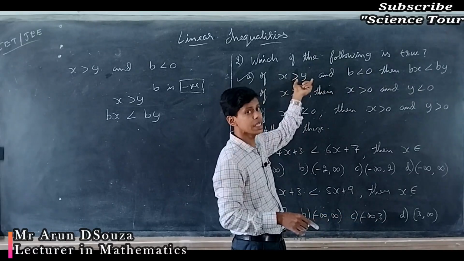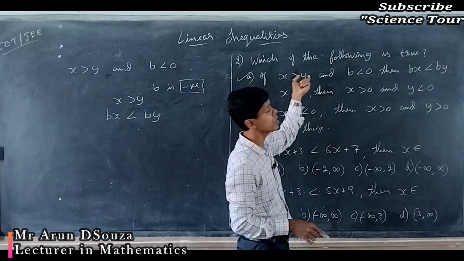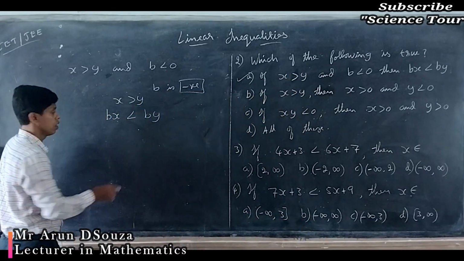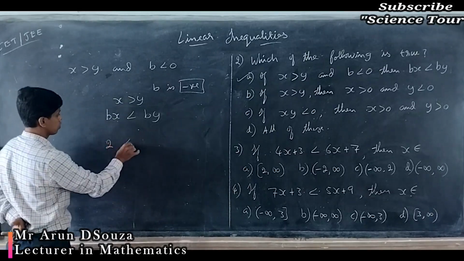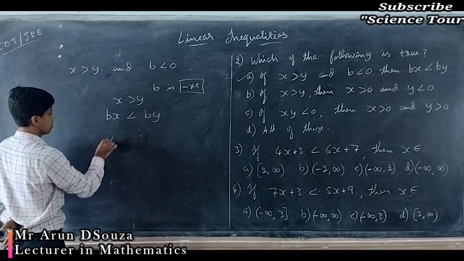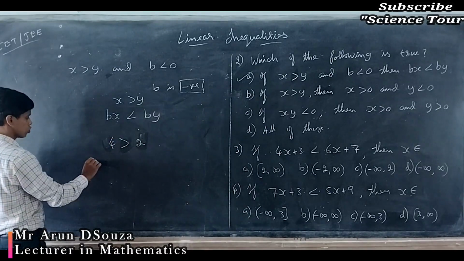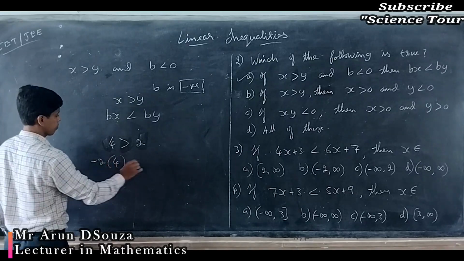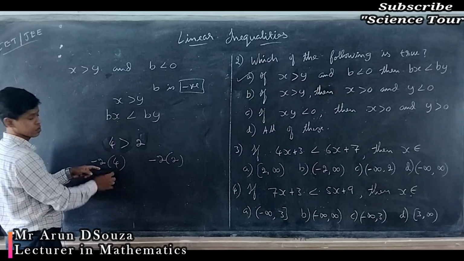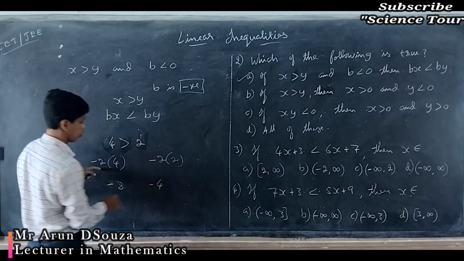X is greater than y, yes, but what about bx? Bx is less than by because you are multiplying by a negative number. If you need an example, I will give you. So 4 is greater than 2. Now you multiply by minus 2 on both sides. Now what is this? Minus 8, and this is minus 4.